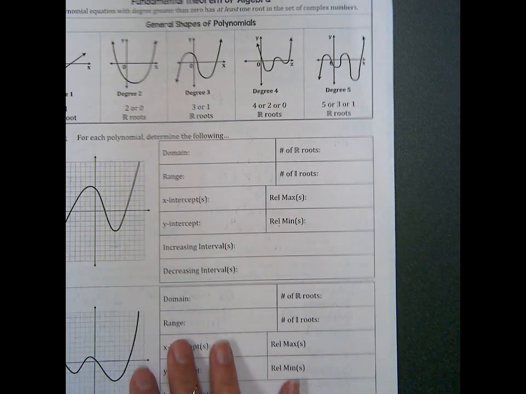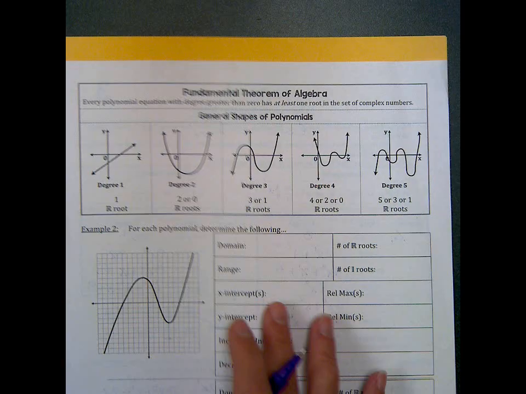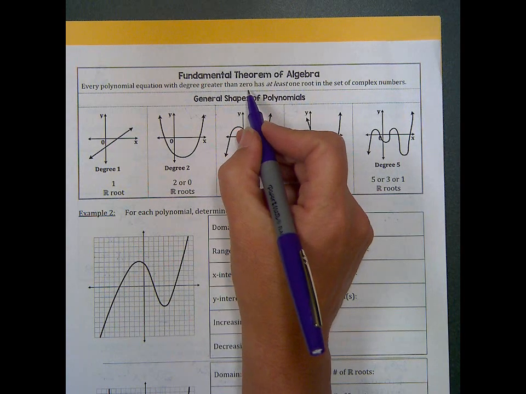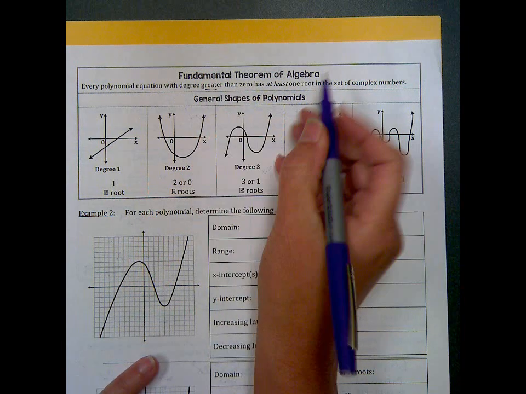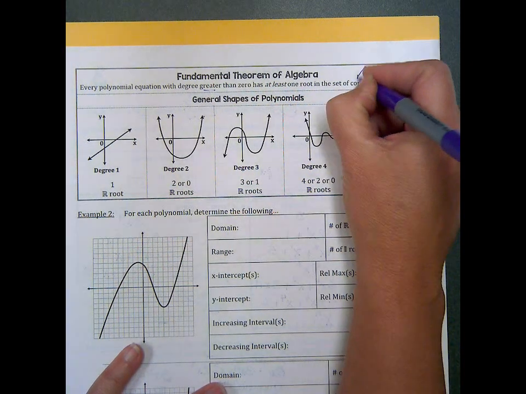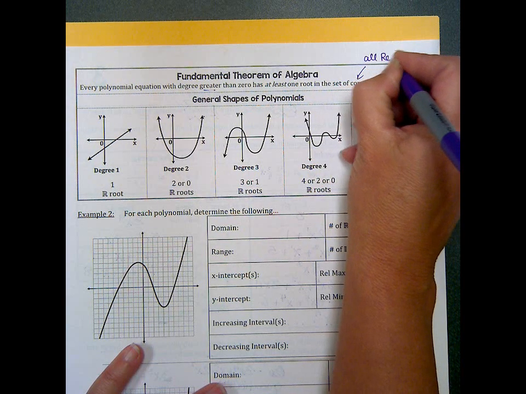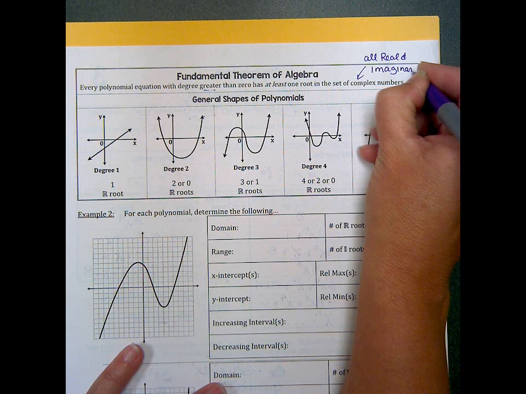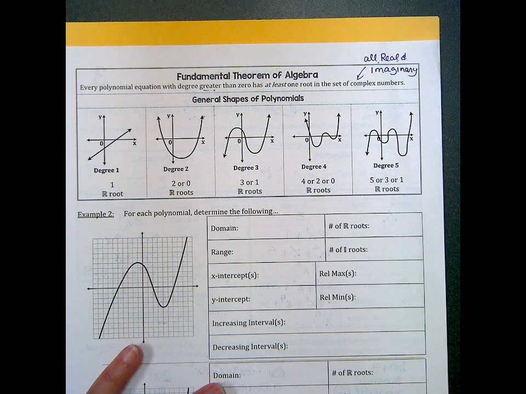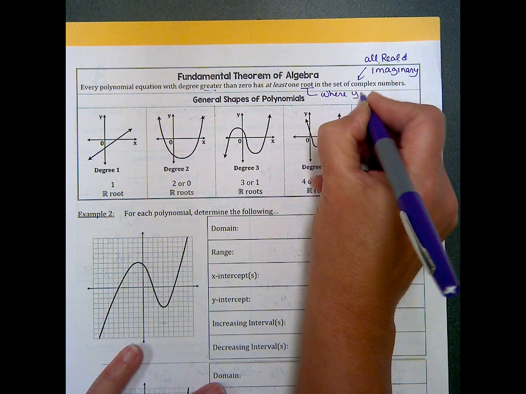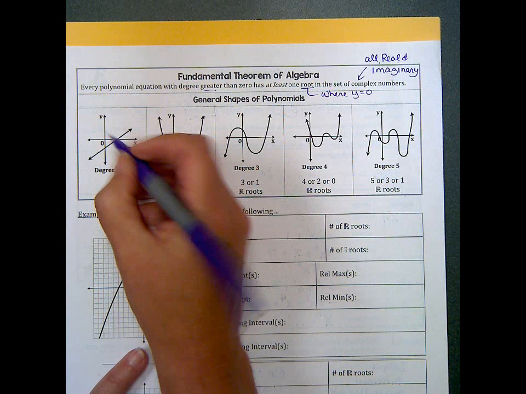Okay, flip it on over. Fundamental theorem of algebra says that every polynomial with degree greater than 0, so degree greater, if it said equal 0, that would just be a constant. So as long as the degree is greater than 0, it has at least 1 root in the set of complex numbers. Remember, the complex numbers are really all real and imaginary numbers. And we already found roots. We know roots are where y equals 0. So roots are going to be the x-intercepts.